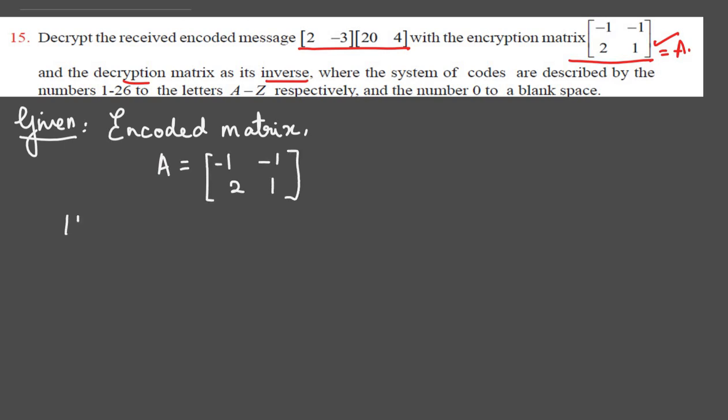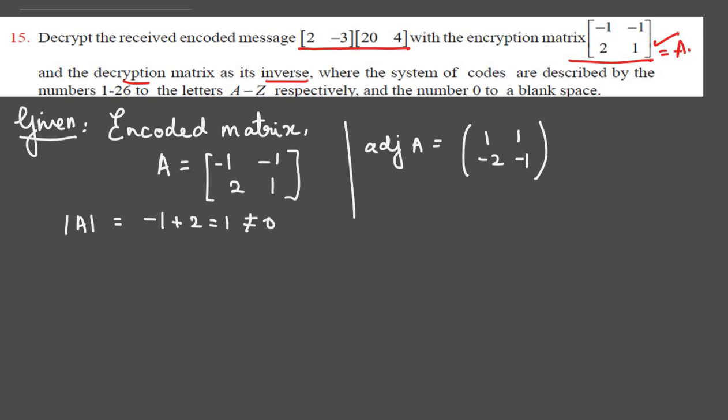For this we find the determinant of A, which is equal to the determinant of the given matrix, which is -1 plus 2, which is equal to 1, not equal to 0. We find the adjoint of A. So adjoint of A will be 1 1, minus 2, minus 1. A inverse we find, so A inverse will be 1 by 1 into 1 1, minus 2, minus 1. This is A inverse, which is equal to 1 1, minus 2, minus 1.